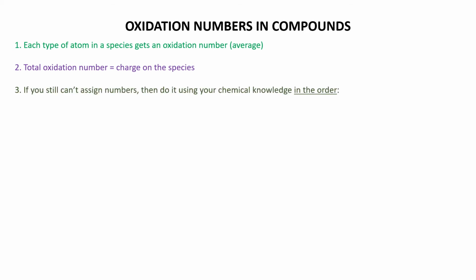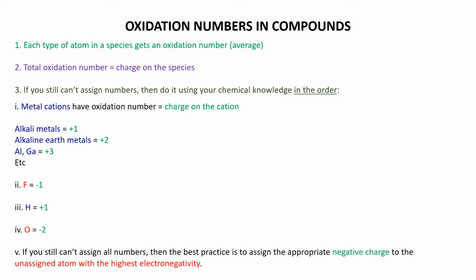Still can't assign oxidation numbers, then do it using chemical knowledge, and that's really important to think through. Okay, in order, first of all, metal cations have the oxidation number equal to the charge on the cation. Now that doesn't necessarily help with transition metals, but it definitely helps for main group, the S and the P block metals. Alkaline metals, always +1. Alkaline earth metals, always +2. Aluminium and gallium, always +3.